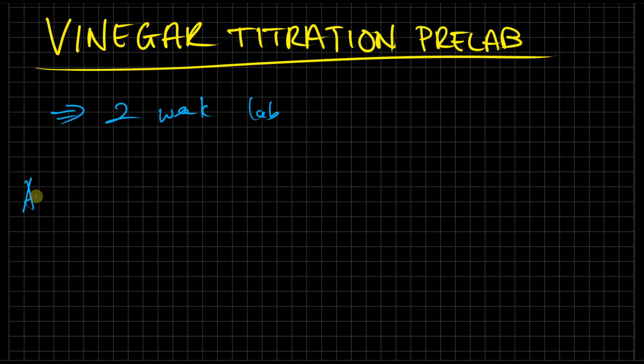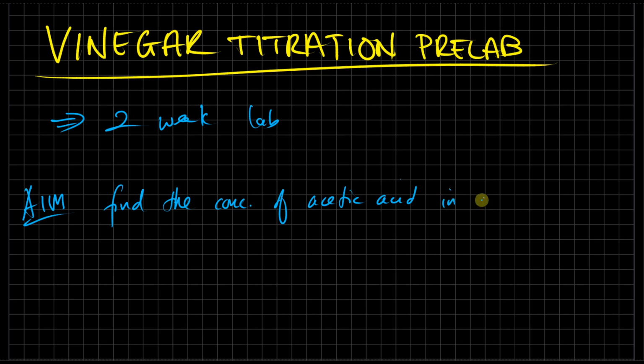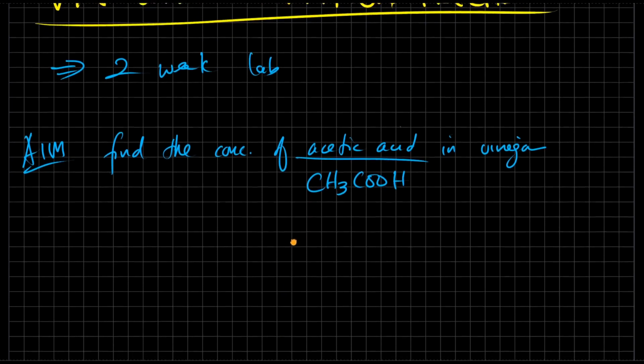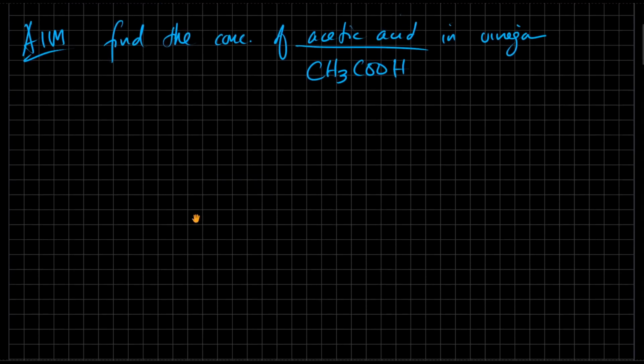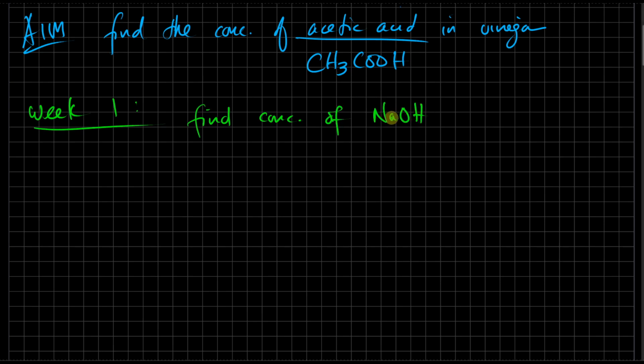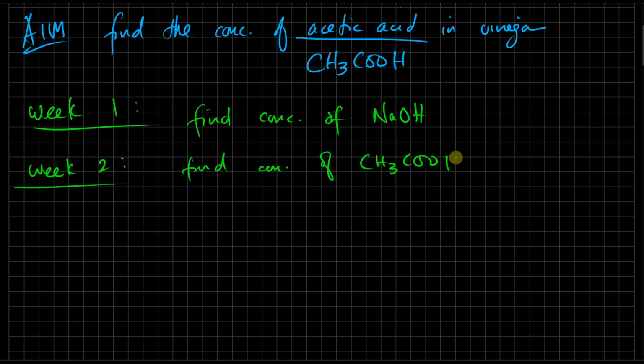And the ultimate aim for this lab is to find the concentration of acetic acid in vinegar. Right? Acetic acid here is CH3COOH. So that's the ultimate aim of this 2 weeks lab. And the way that this lab is broken down is in week 1, your aim will be to find a concentration of some unknown NaOH solution. That's going to be the base. And then in week 2, we're going to use that same NaOH to find a concentration of acetic acid. So that's how we're breaking this down.